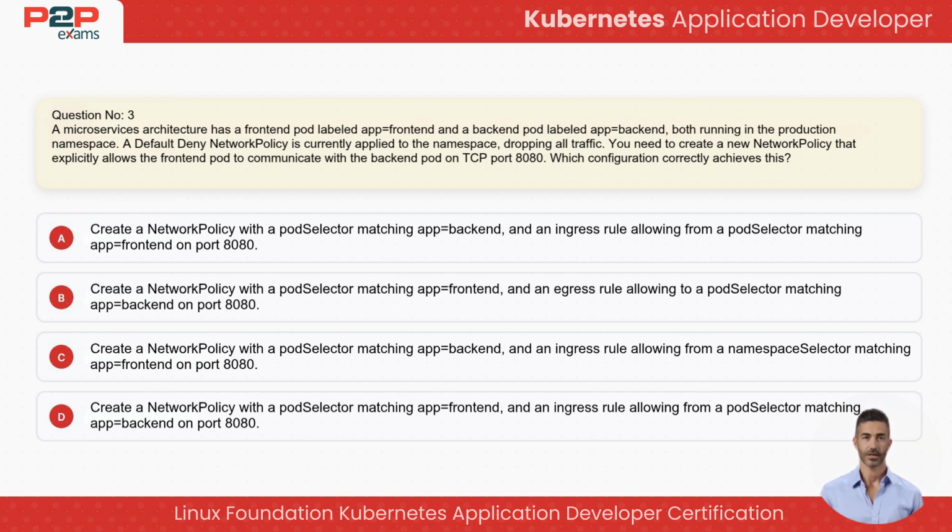Which configuration correctly achieves this? Option A. Create a network policy with a pod selector matching app backend and an ingress rule allowing from a pod selector matching app frontend on port 8080.